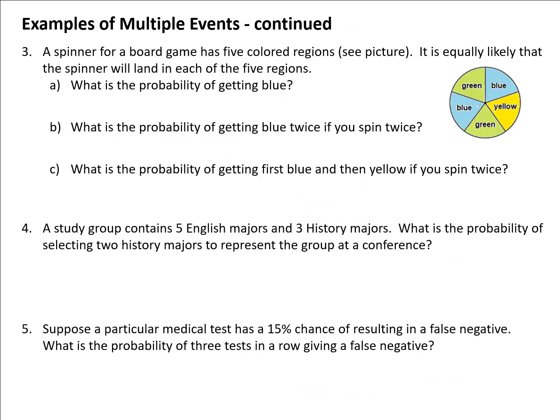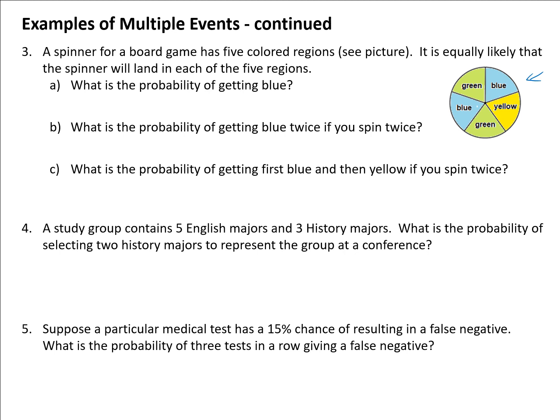All right, it's a good idea to do more examples, so let's do some more. Let's say we have a spinner for a board game that has 5 colored regions, and I've got a picture here kind of showing that. It is equally likely that the spinner will land in each of the 5 regions that you see here. Notice there's 2 regions that are blue, 2 that are green, and 1 that's yellow.